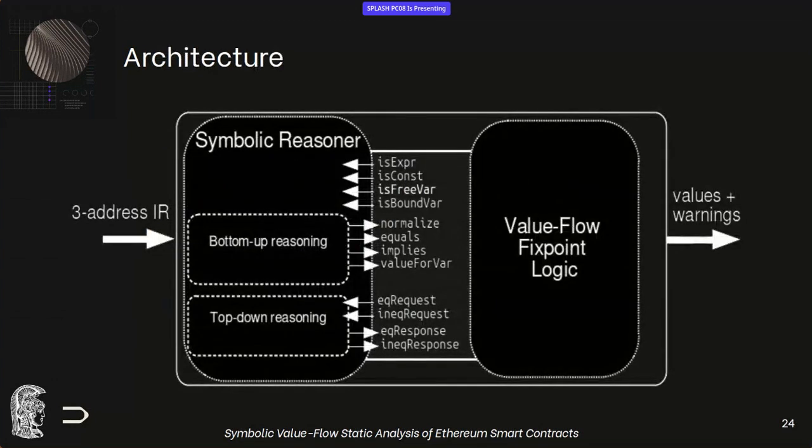So schematically, this means that there's a big fixed point logic that primarily gets all the true statements through an implies or equals from the symbolic reasoner. But every now and then, when it finds something that it really needs to cover and it cannot cover it with simple means, it makes an equality request or inequality request and expects a response. And that's the top-down reasoning part. But that's much more limited, much less expressive in what theorems it can prove compared to bottom-up reasoning. That truly has pretty good theory for the arithmetic operations of Ethereum.